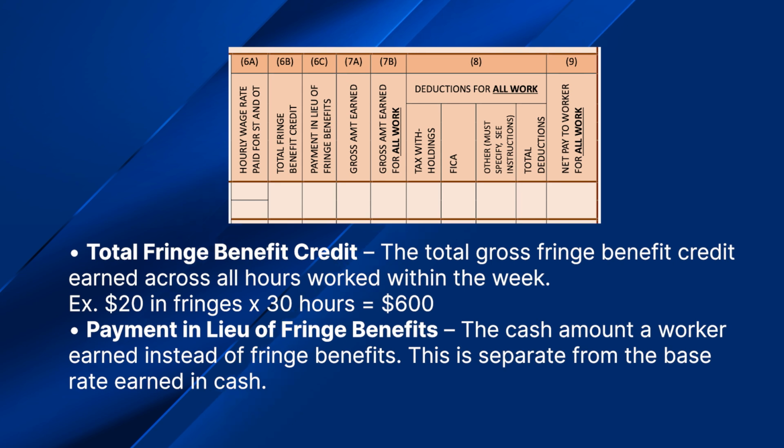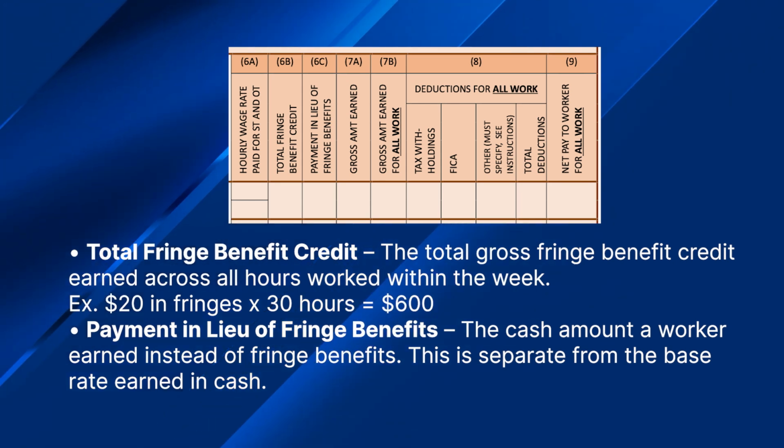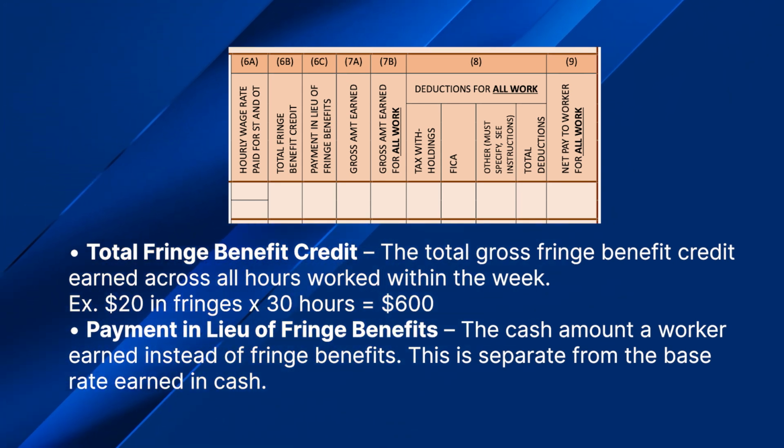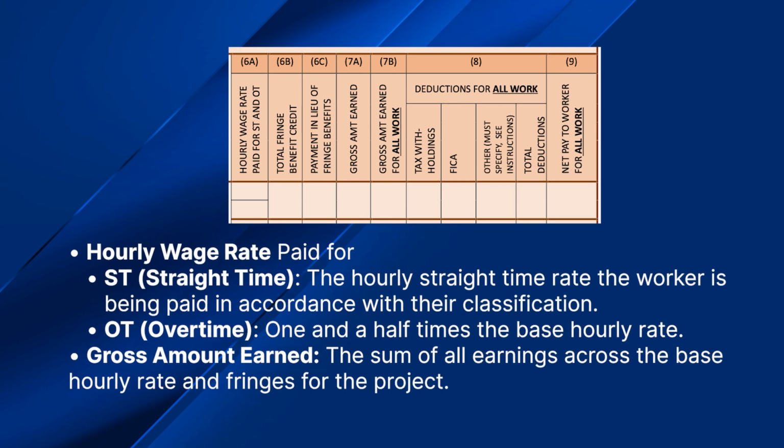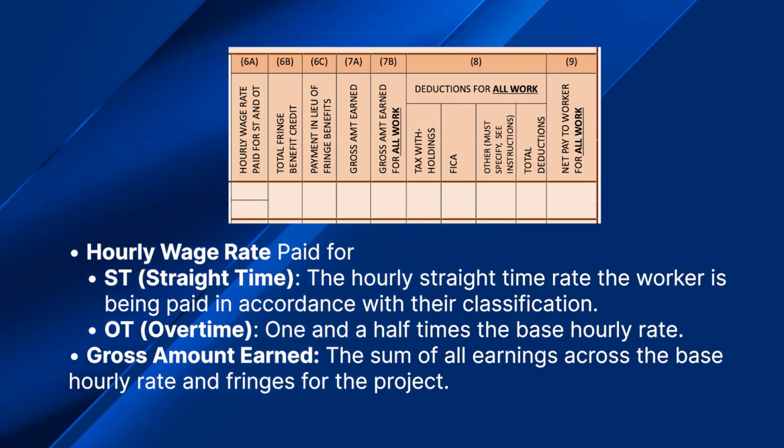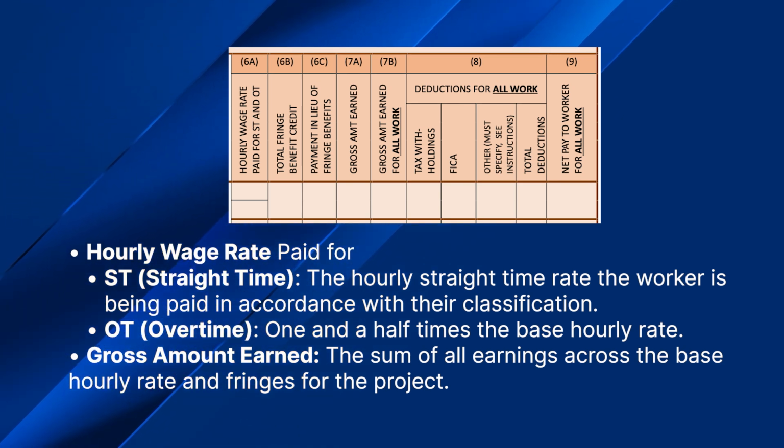If they are receiving a payment in lieu of fringes, like through the form of cash, then you would list the cash amount the worker earned instead of the fringe benefits. This is separate from the base rate earned in cash. The remaining fields include the hourly wage rate paid for straight time, which includes the hourly straight time rate that the worker is being paid, and overtime, 1.5 times the base hourly rate.